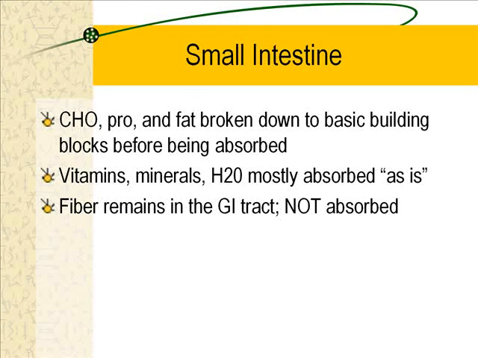Vitamins and minerals and water, keep in mind those are not really digested. What we do with those is we absorb them mostly as they're taken in. Fiber, on the other hand, the definition of it is that it does not get broken down. We don't have enzymes to break down the bonds of the carbohydrate in fiber. Therefore, it's not absorbed, and it travels through the GI tract as is.